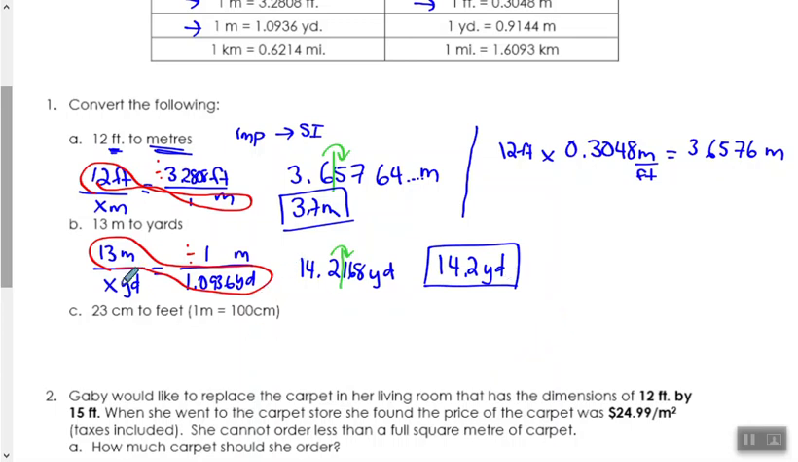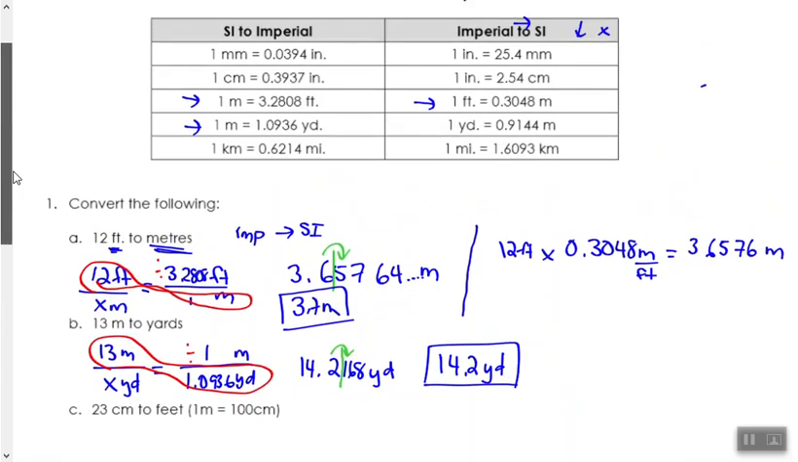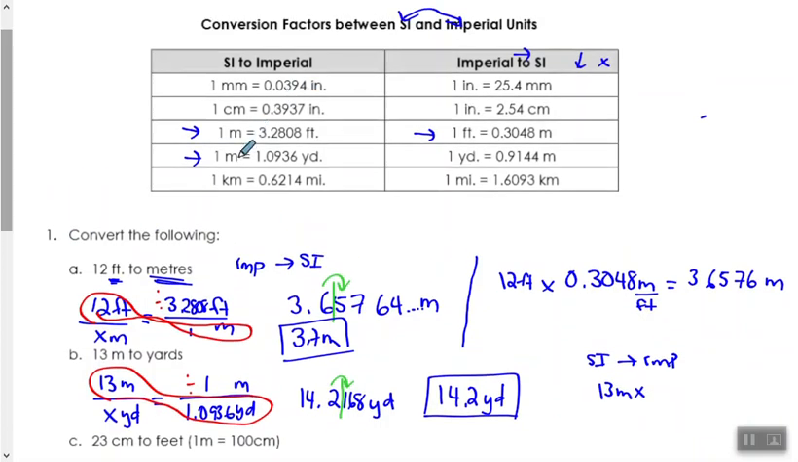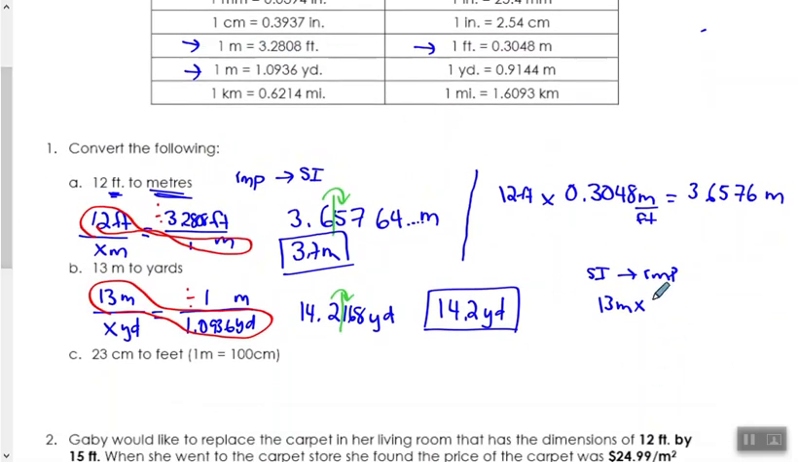Now, if we were to have used, instead of setting up a proportion, just using the chart as it is, I take a look, I'm going from meters to yards. So meters is an SI unit, and I'm going to imperial. So I would do my 13 meters times, and then if I take a look at my SI to imperial for meters to yards, I would multiply it by the number that I ended up multiplying it by. So 1.0936 yards per meter, and you end up getting the same answer.